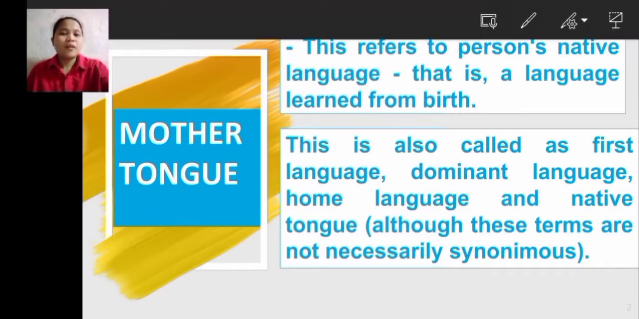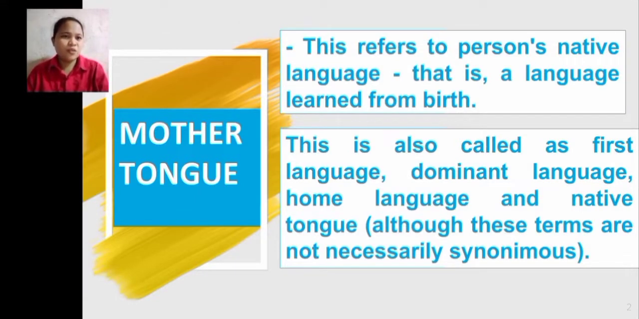So, mother tongue refers to a person's native language, that is a language learned from birth. This is also called first language, dominant language, home language, and native tongue, although these terms are not necessarily synonymous. So mother tongue is the language that a human acquired from birth. This is the language that we hear in our home from our family and our relatives. This is the language that we use in our house.